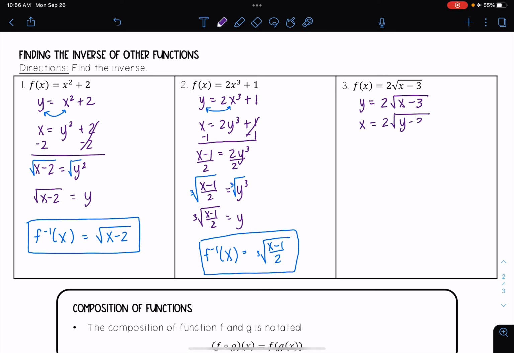Now I need to solve this for y. So my first step here is I need to move that 2 over. So I'm going to divide both sides by 2. And I get x over 2 is equal to the square root of y minus 3. And now I need to get rid of that square root. Well, to get rid of the square root, we learned that we need to square both sides.